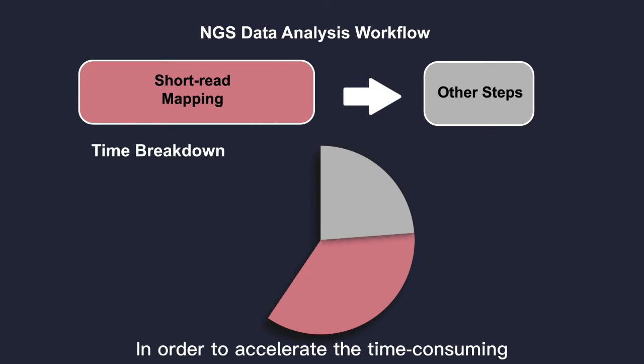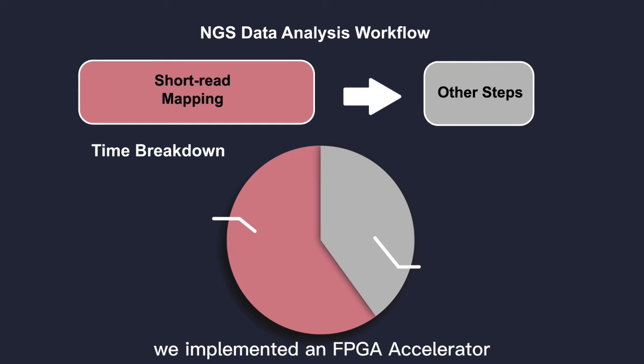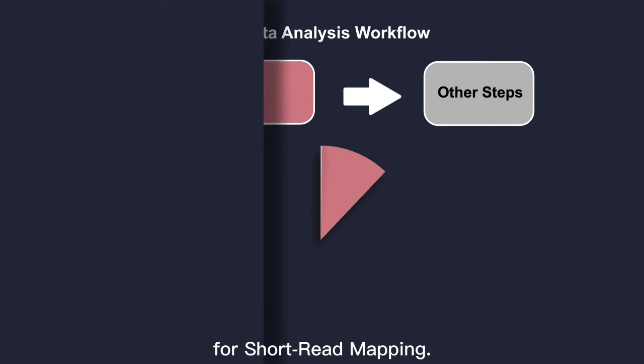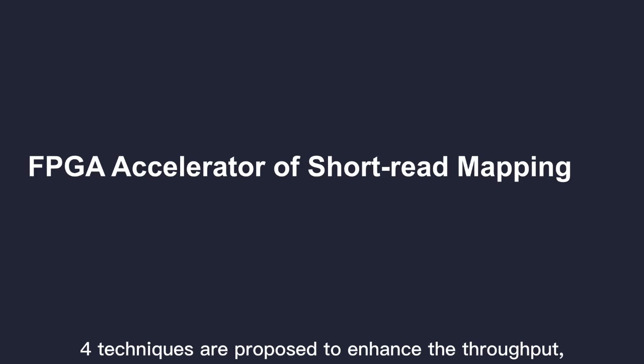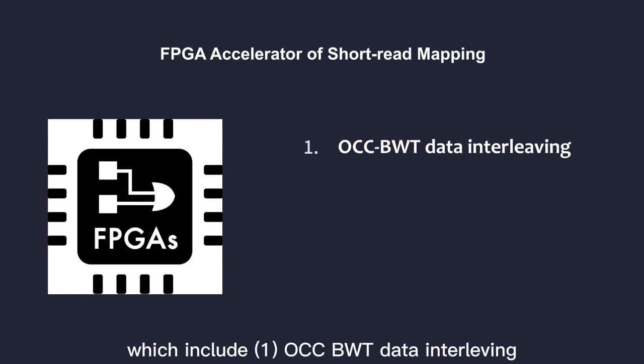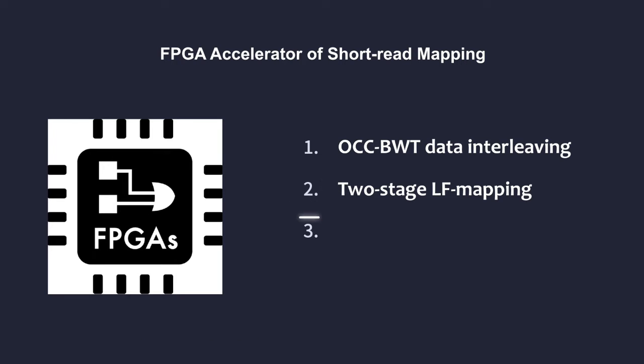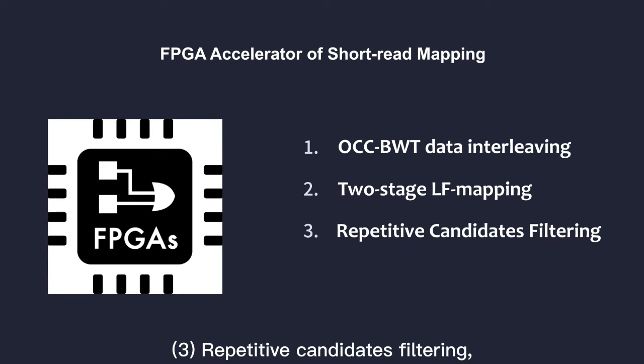In order to accelerate the time-consuming NGS data analysis, which is the bottleneck of the workflow, we implemented an FPGA accelerator for short read mapping. 4 techniques are proposed to enhance the throughput, which include 1. OCC-BWT data interleaving, 2. Two-stage LF mapping, 3. Repetitive candidates filtering, and 4. Early termination.